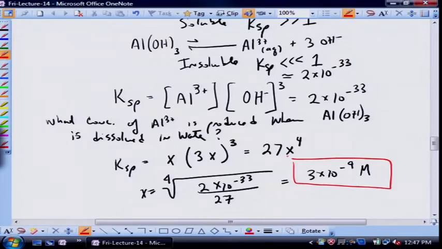Now, the wrinkle on this question would be the following. What if I added a little bit of sodium hydroxide? Would more or less aluminum be in solution? If I added a little bit of sodium hydroxide to this, just, say, I don't know, 100 millimolar. Much, much less, okay? Much, much less, that's right. Because it's going to be to the cubed power effect there.